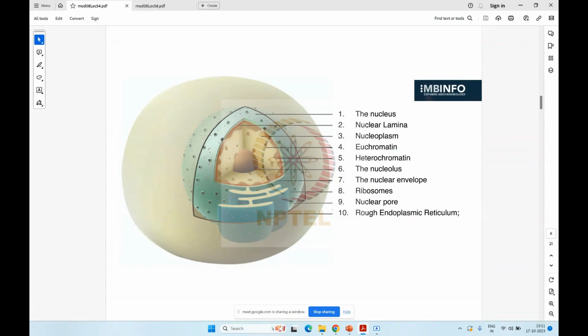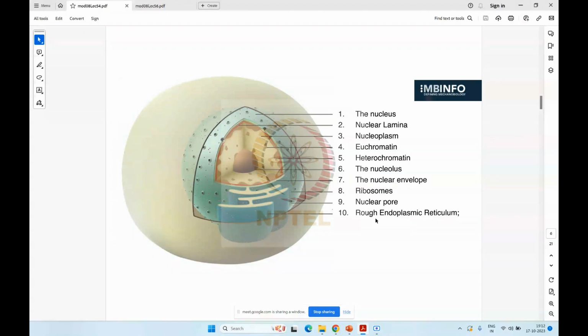The outside of the nucleus is a double membrane, the nuclear lamina, which is the nuclear membrane. There is a double layered nuclear membrane. There is the nuclear lamina, the nuclear plasm, which contains euchromatin and heterochromatin regions, which we'll be discussing further. The nucleolus, which is basically the core of the nucleus.